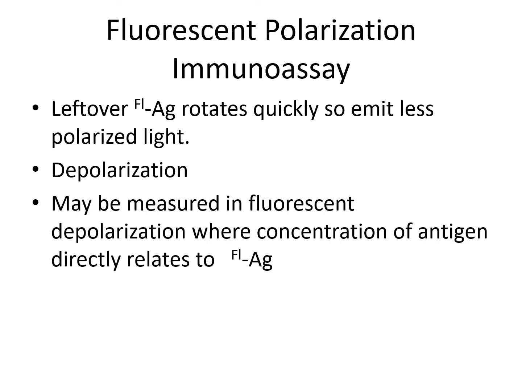So polarization is used to measure the emission from the fluorescent labeled antigen bound to the antibody from the free fluorescent labeled antigen. Free fluorescent labeled antigen rotates quickly since it is smaller, so it emits less polarized light. It may be measured as a depolarization, and its concentration relates directly to the concentration of the antigen. So this can be utilized in the measurement of hormones and drugs in patients' samples. And some of this has already replaced RIA, or radioimmunoassay.